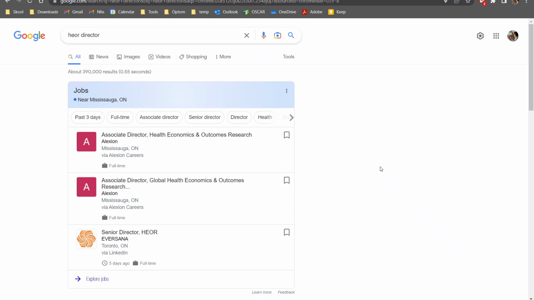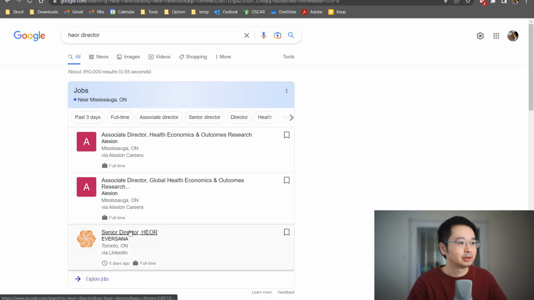Health economics is the study of the cost of healthcare and relating that to health outcomes. So there are people whose job title is HEOR. For example here, you can see there's a title that, on first look, almost looked like HEORO, but it's not. It's HEOR, Health Economics and Outcomes Research.